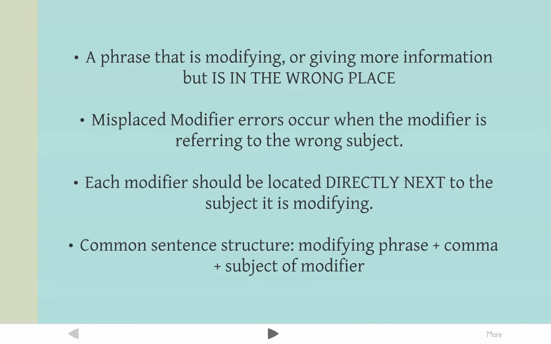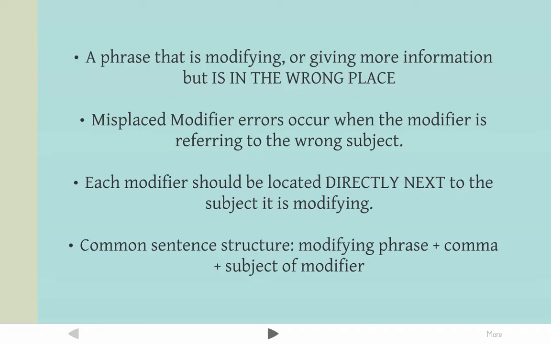In order for you to know what the subject of the modifier is, the modifier has to be located directly next to the subject it is modifying. Now, if the actual subject is not located directly next to the modifier and it's a different noun, then the literal meaning of the sentence will give you the wrong information. It will give you the wrong subject.